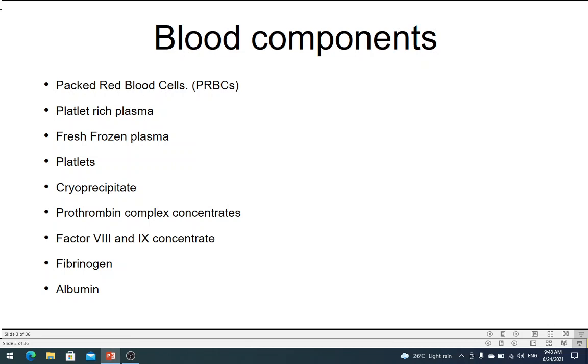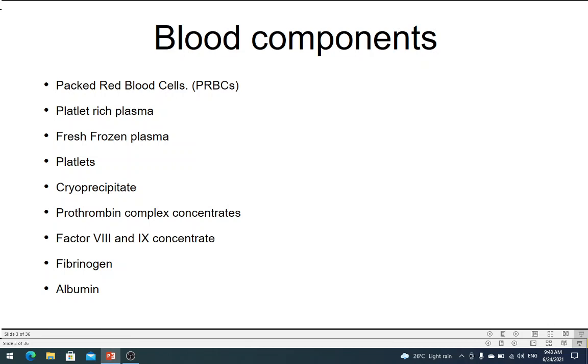We have a blood registry where you have a list of people who have particular types of blood groups. So you can call them up when you want. But this is not easy. It is not commonly done. You use blood components. So packed red blood cells is the most commonly used blood component.